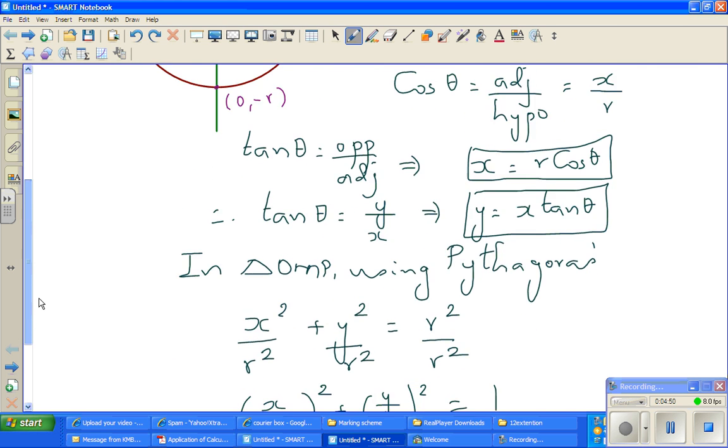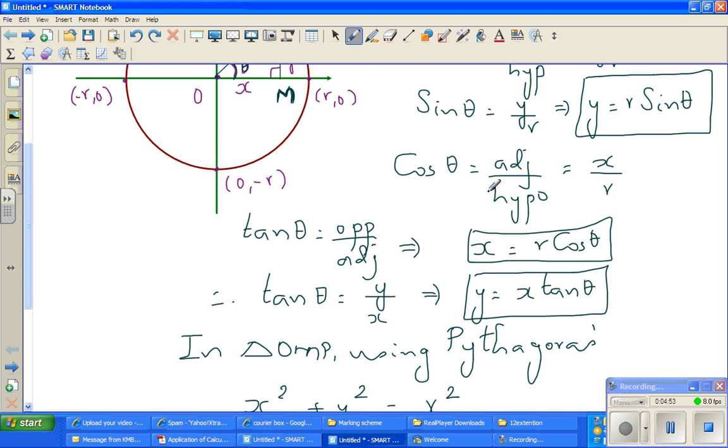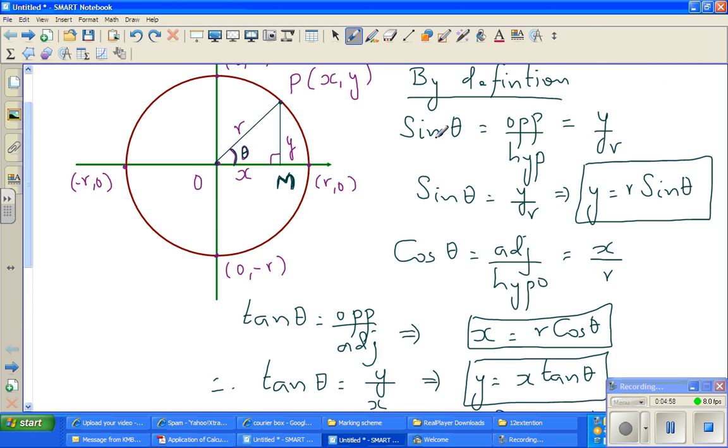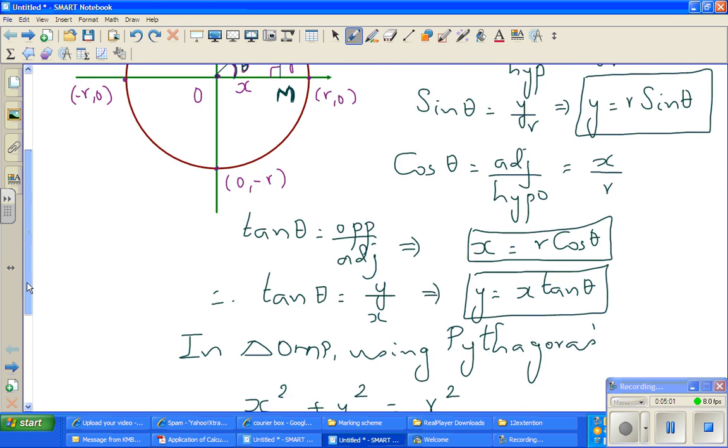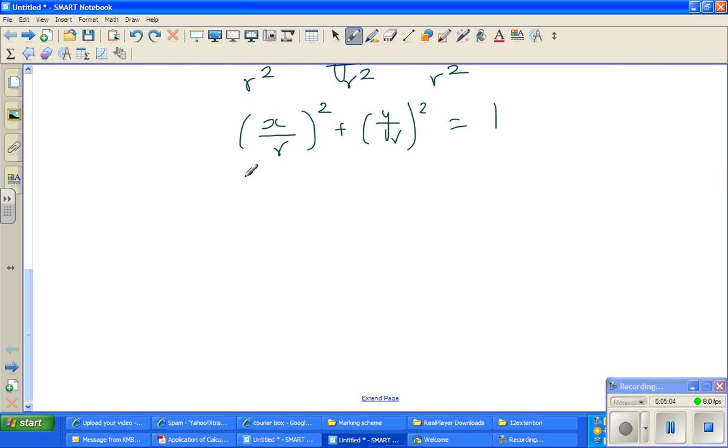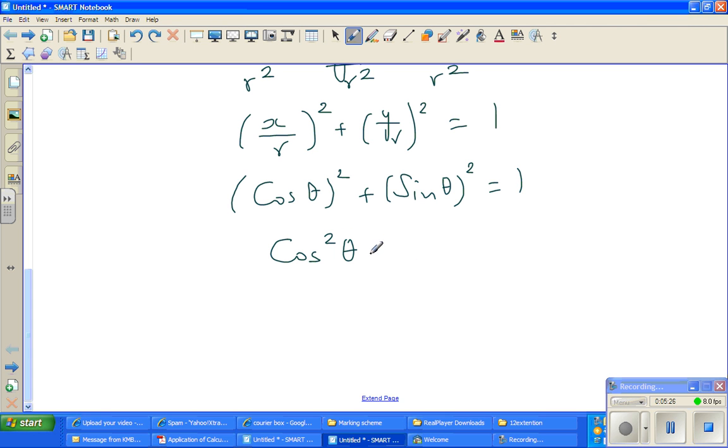Let us go back. Now what is x over r? X over r is cos theta. And what is y over r? Y over r is sine theta. So in place of x over r, I can write cos theta. So this is cos theta squared plus sine theta squared is equal to 1. Now, this is where you don't use algebra. You should not be writing cos squared, tan squared. This next step is very different from the algebra you have learned. So this is written as cos squared theta plus sine squared theta is equal to 1.